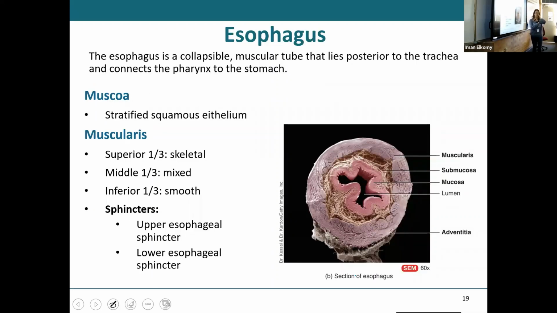All right, the esophagus. I had some students that couldn't identify the esophagus on dissection. Y'all kidding me? Really? Yes. Not good.